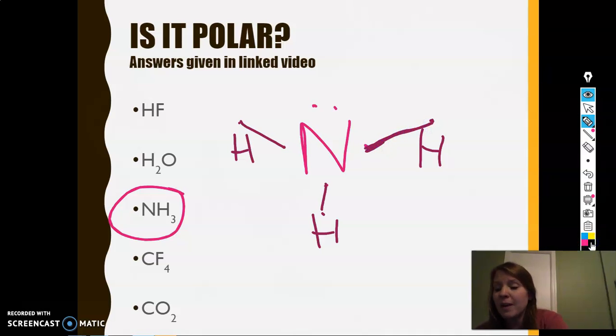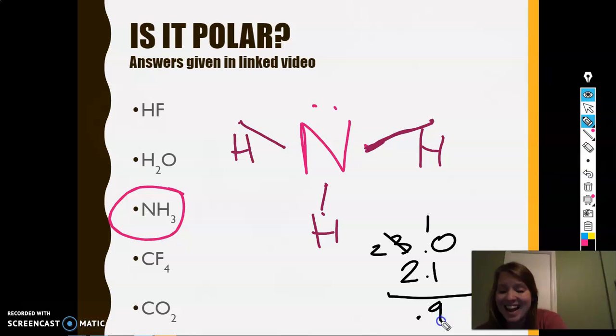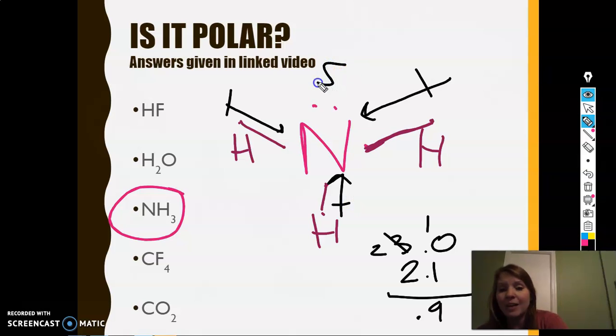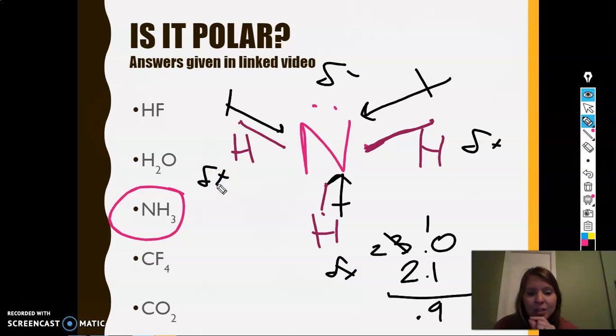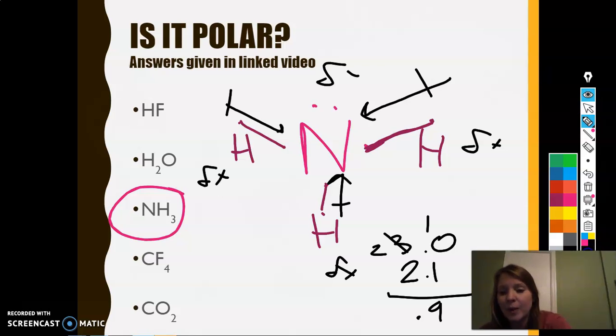Okay. When I look at my electronegativity, hydrogen is 2.1, nitrogen is 3.0, so my difference is 0.9. So my bonds are going to be polar. Now, my strength is coming from my nitrogen, so that means all of these little guys are being pulled inward, making my nitrogen partially negative, and all of my hydrogens would be partially positive. Guys, a side note, I would expect you to identify these partials and your arrows for each bond.